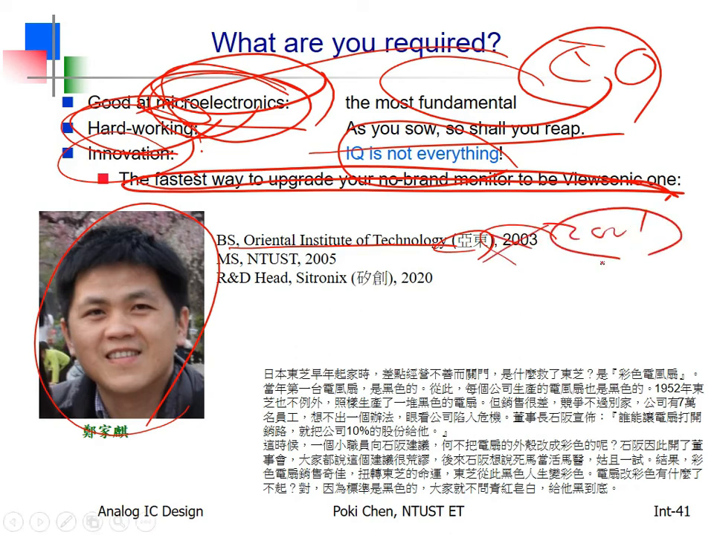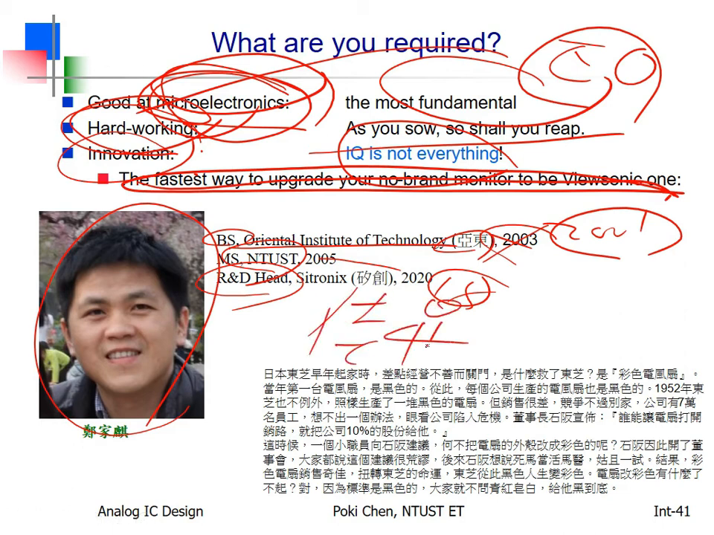4 years to get his bachelor's degree. Then 2 years here to get his master's degree. And after 15 years of hard work, he became the R&D head for Sitronics. Sitronics actually has a few daughter companies. One of them maybe called Jiasheng. I have no idea what that is in English. That is for sensor design.